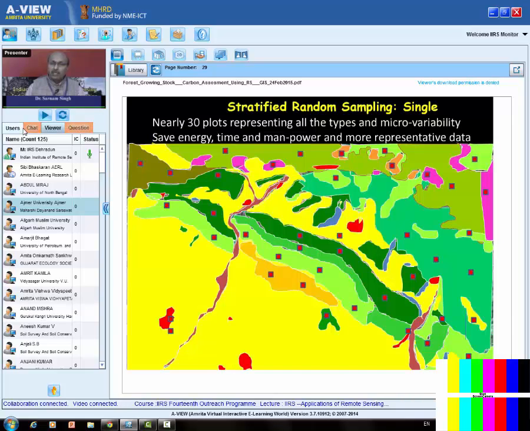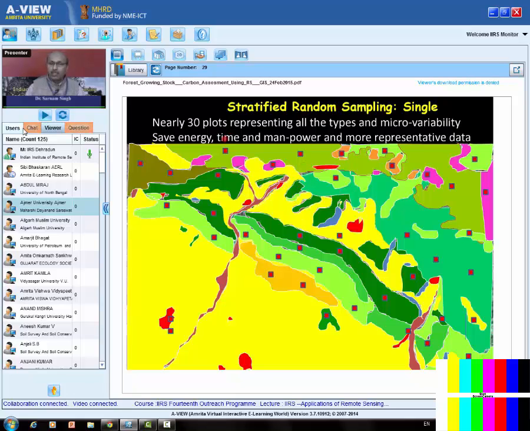Another method is stratified random sampling. If you can see here, this is a vegetation cover type map. On that I may decide, okay, these are the locations where I can take my plots, so these are very random. I don't have to take any plot in the agriculture area, which is down below in yellow color. I will only focus on the forest areas, and that's how I can save on time, on money, and on manpower. Instead of wasting my time going there and then finding that it's in an agriculture area, that can be avoided.